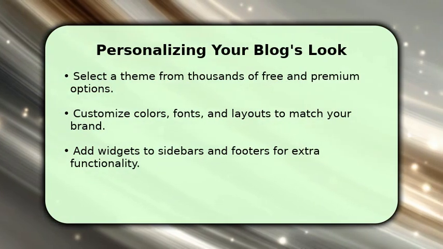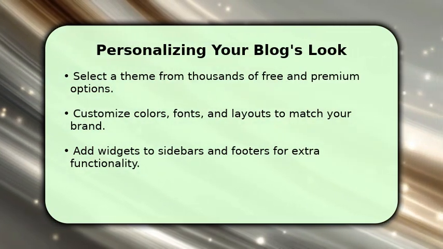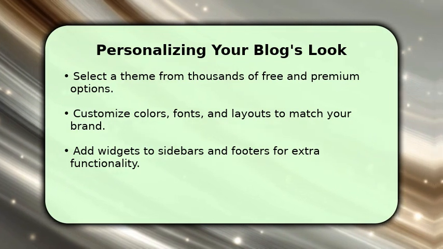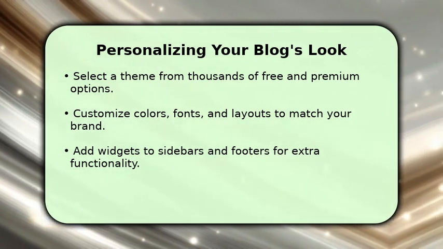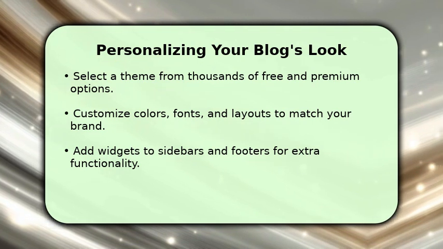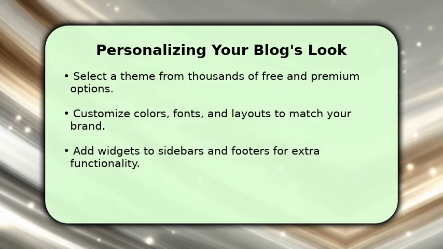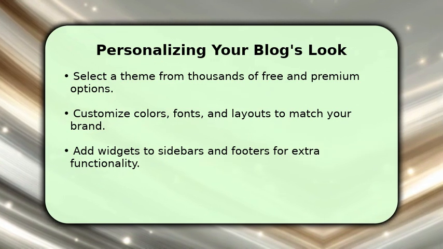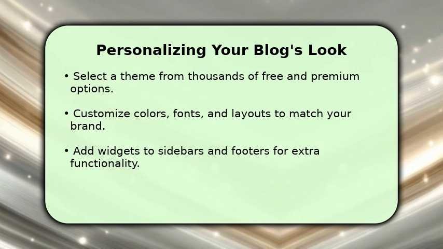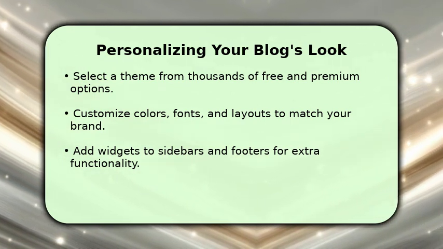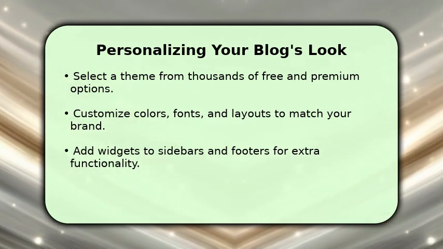Personalizing your blog's appearance is crucial for standing out. WordPress offers thousands of themes, both free and premium, to suit any style. Go to Appearance, then Themes to browse and activate one. After choosing, use the customizer to adjust colors, fonts, and layouts. You can also add widgets to your sidebars or footer, enhancing navigation and user experience.